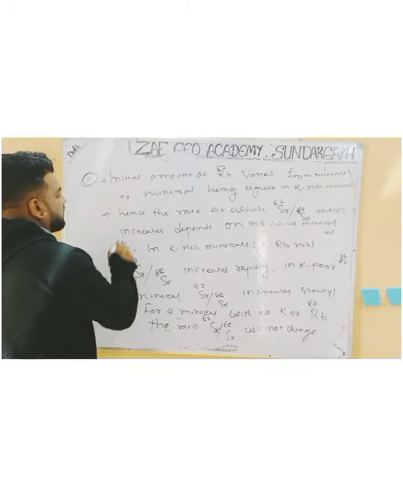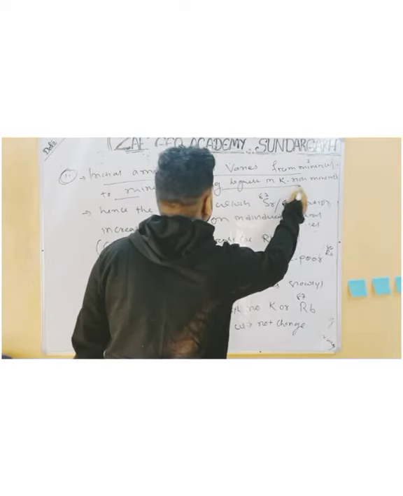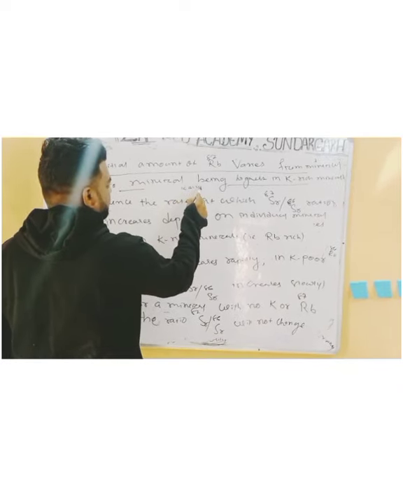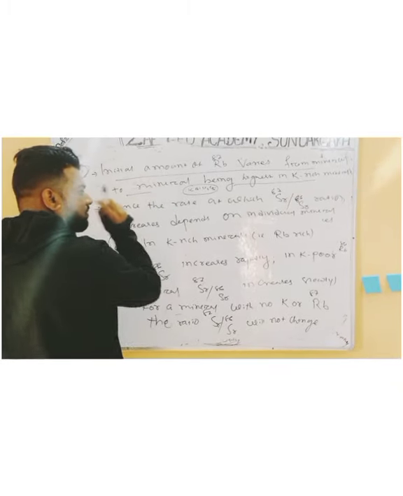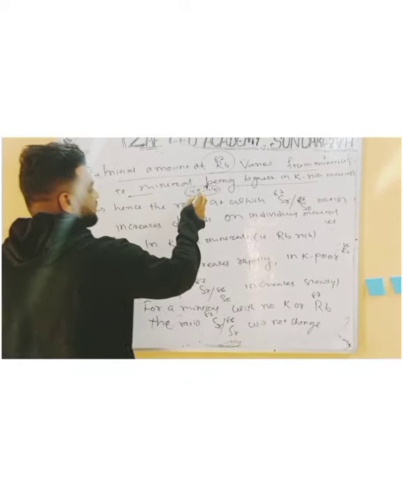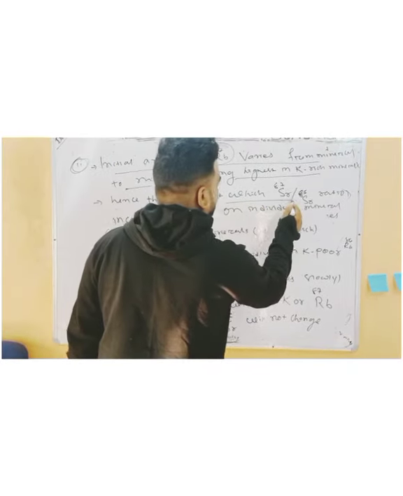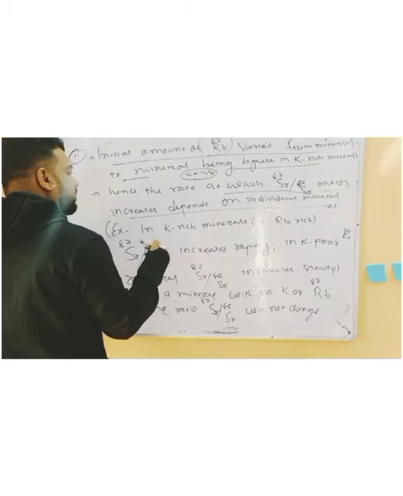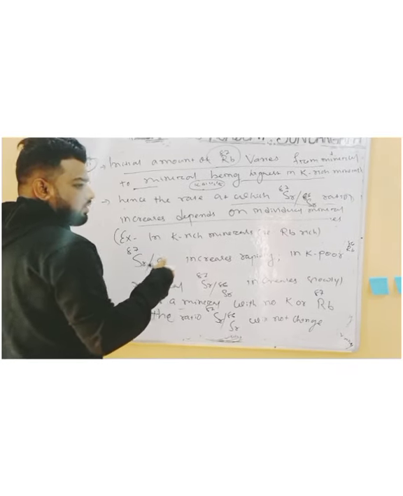The concept of the rubidium strontium method is that the initial amount of rubidium 87 varies from mineral to mineral. It is highest in potassium rich minerals like K feldspar. The rubidium 87 is highest in the potassium bearing minerals. And the rate at which the strontium 87 by strontium 86 ratio increases depends on the individual mineral. So it will vary from mineral to mineral, and it depends on which mineral we are taking into consideration.